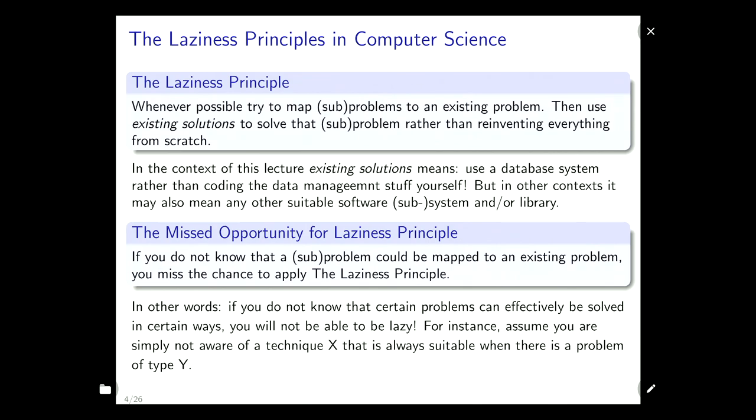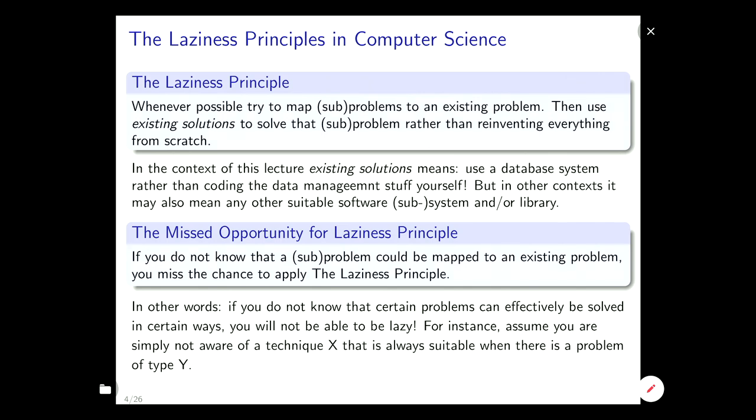Okay, and that brings me to what I call the laziness principle of computer science. Not the laziness principle in teaching or not doing homework, but in computer science. It means whenever possible, you should try to map problems or subproblems to an existing problem, then use existing solutions to solve that subproblem rather than reinventing everything from scratch.